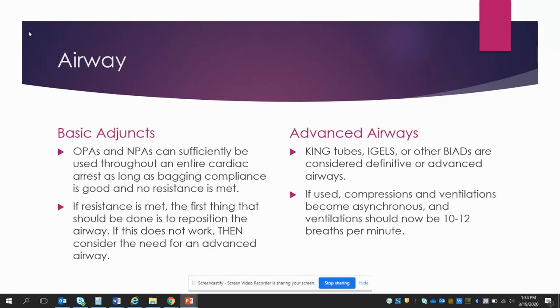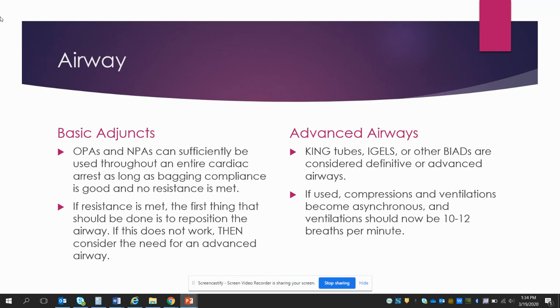If you are meeting resistance, the very first thing that you would want to do is go ahead and reposition the airway, and that would be with a head tilt chin lift or a jaw thrust maneuver, depending on which airway that you have in and what's going on with the patient. Remember, if they have a potential for spinal damage, then they're going to need the jaw thrust. If that didn't work, then we could progress on to something else.